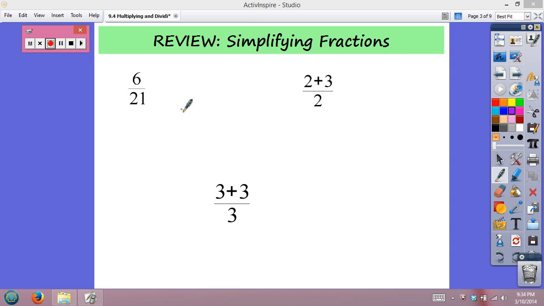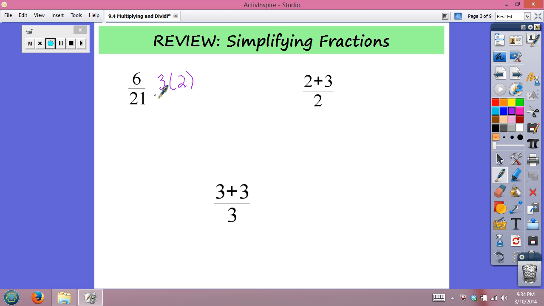The next page is going to seem very redundant, but we have to go through it because you would be surprised at how many mistakes we see in this area. So 6 over 21, we can factor out a 3 and get a 2. And again in the bottom, 3 times 7. Because we are multiplying here, we are able to cancel out the 3's in both the numerator and the denominator to leave us with just 2 sevenths.